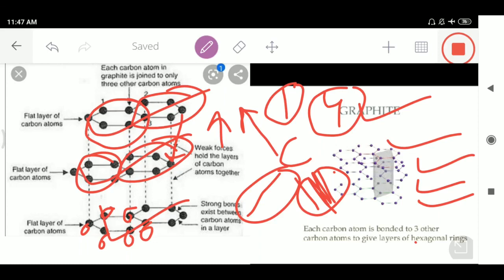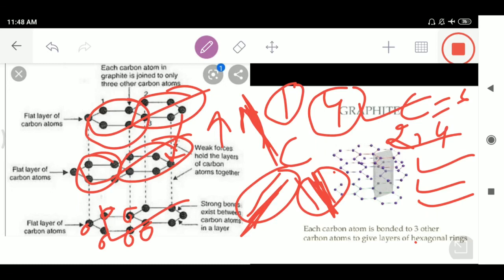Thus only the 3 valencies of each carbon atom in graphite are used in bond formation. This is valency number 1, valency number 2, and valency number 3. And one valency is free, because carbon has an atomic number of 6. In the first shell it contains 2 electrons, in the second shell it contains 4 electrons, and it shares only 3 electrons. That means only 3 valence electrons are used in bond formation. The 4th valence electron of the carbon atom is free to move. That means due to the presence of the free electron in the graphite crystal, it conducts electricity.